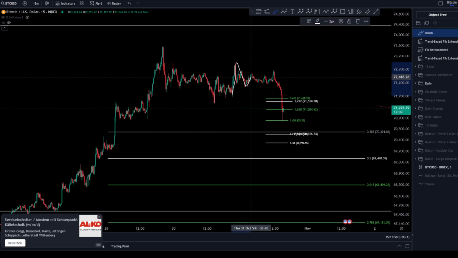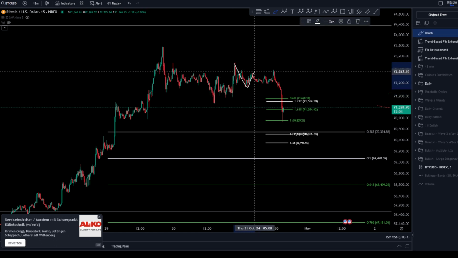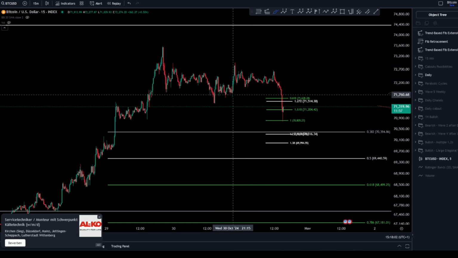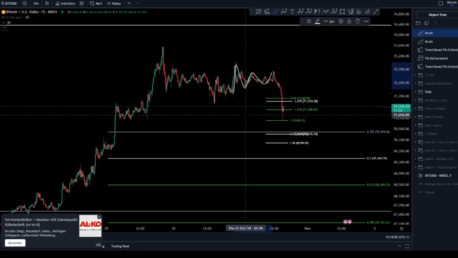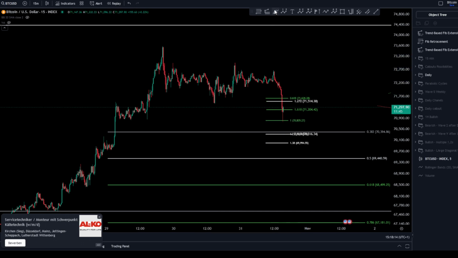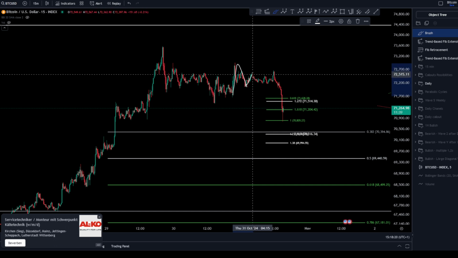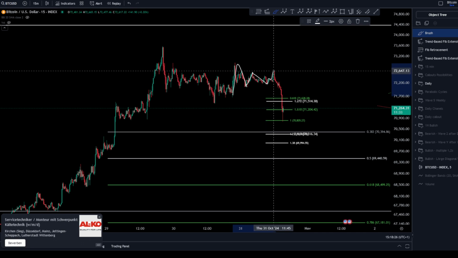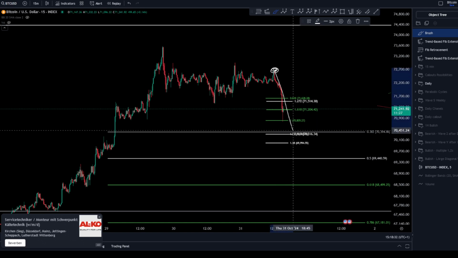If the wave Y has finished as A, B, C, D, E here, it should start from here. We finished as a triangle, A, B, C, D, and E. Yes, this is the right count because we need to count zigzags. This is why I'm trying to make it more clear. So A, B as a triangle here, and then C also as a zigzag. Another zigzag for your wave D, and another zigzag for your wave E. And therefore here, the count can be perfect as well for a bearish scenario.